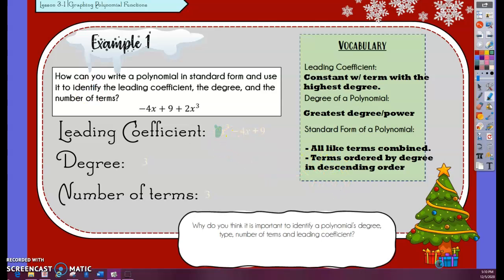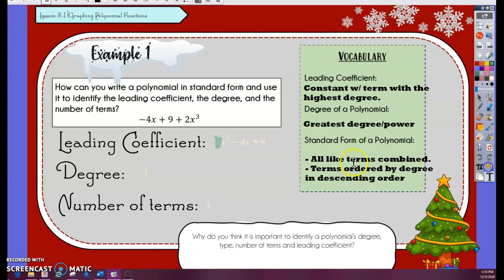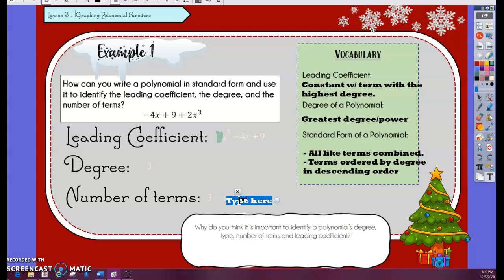They ask why it's important to identify the degree or the type and the number of terms. That's because then we can be on the same page when we're referring to it. One thing we could note is that anything that has 3 terms would be called a trinomial.